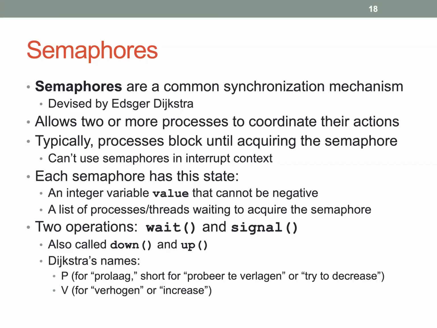Dijkstra actually had, oh, I want to remember, is it Dutch? But it's a foreign language that none of us probably speak. And so you had probeer te verlagen for try to decrease, and then verhogen, which is increase. But I like wait and signal a lot better because they're a little bit clearer. But wait decrements, if it can, because remember, we keep that value at 0 or higher. It can't go negative. And signal increments the value.